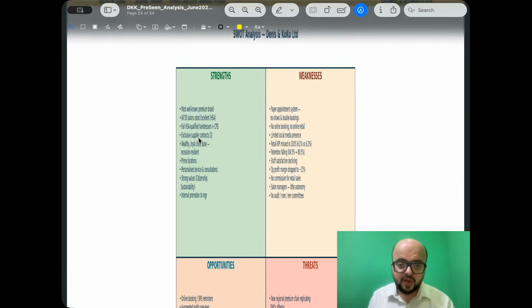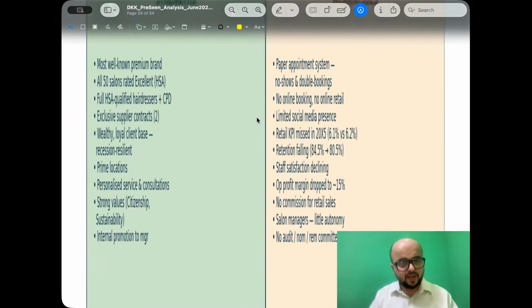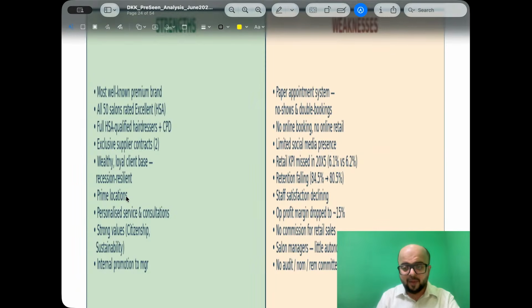Then you have exclusive supplier contracts which will help you to make sure that their products are sold in your country only through you and no one else. Then you have prime locations for your salons, which is a huge competitive advantage over the rest. Then personalized service and consultation is what brings people to you, and it helps you to maintain that niche. Again, strong values like citizenship and sustainability, and internal promotions which will help you to ensure that your people are kept satisfied.